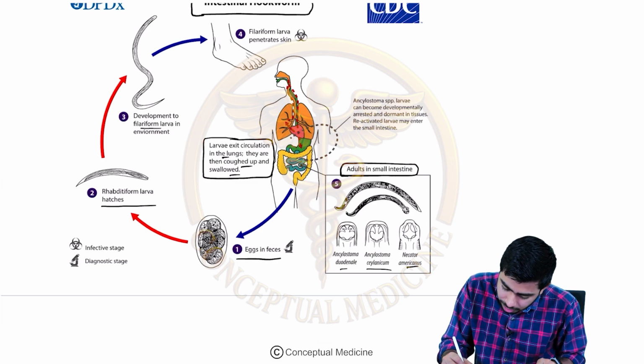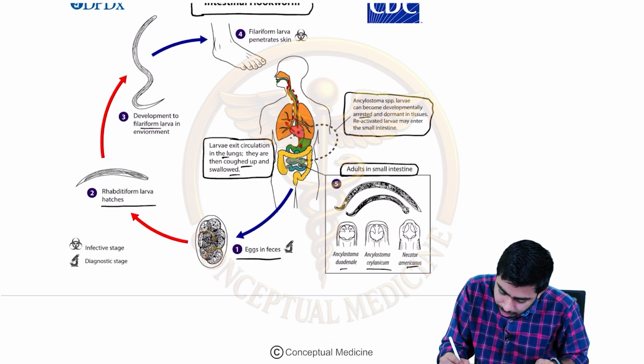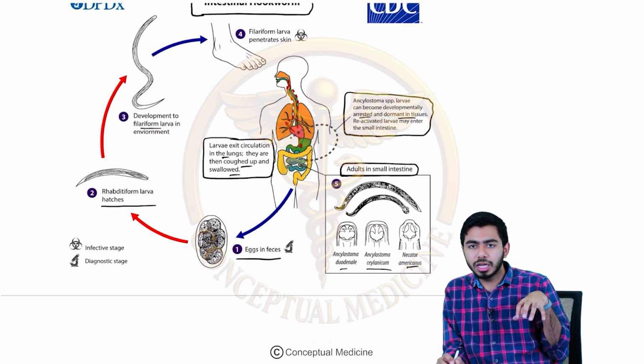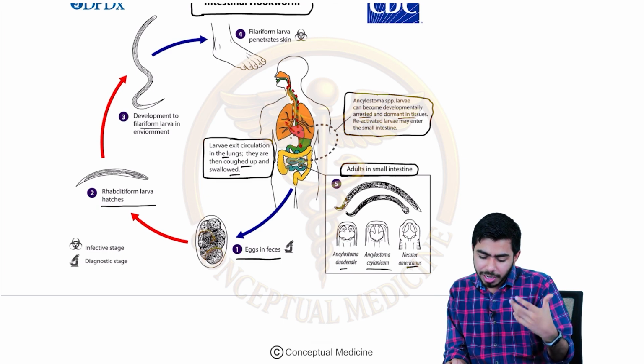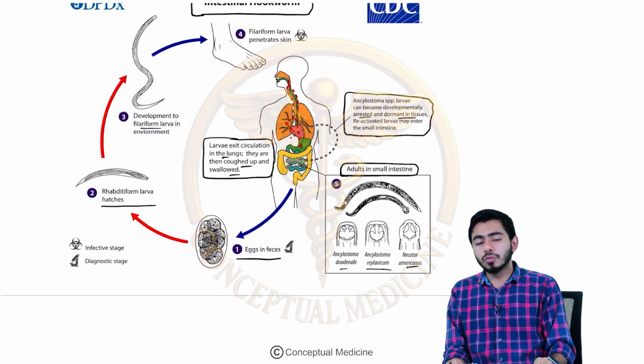Here they are saying that Ancylostoma species larvae can become developmentally arrested and dormant in the tissues. So they might be dormant in the tissues for a longer time, and once the person becomes immunocompromised, they might enter the small intestine as well. So that is the life cycle of the hookworm basically.